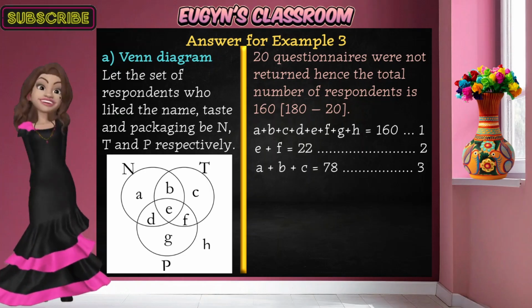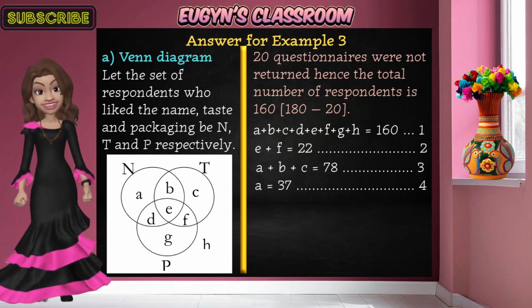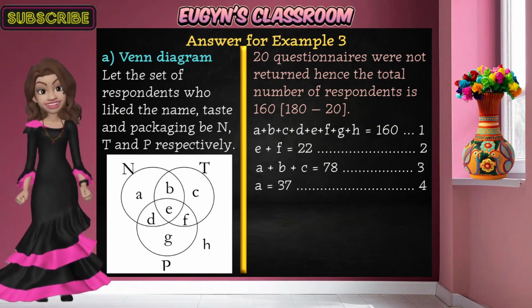Next, you're told that 37 people like the name only, that is letter A, hence A equals to 37. Then 115 people like the name or the taste. In this case, we'll take all the letters appearing in circle N for the name and circle T for the taste. We're not told to exclude those who like the packaging.